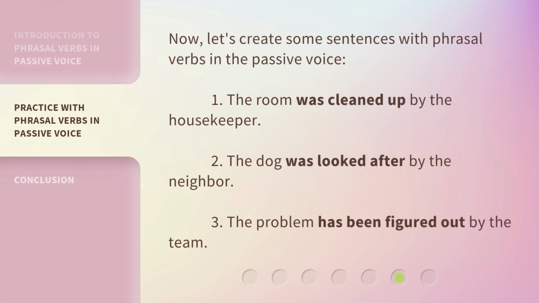Now, let's create some sentences with phrasal verbs in the passive voice. 1. The room was cleaned up by the housekeeper. 2. The dog was looked after by the neighbor. 3. The problem has been figured out by the team.